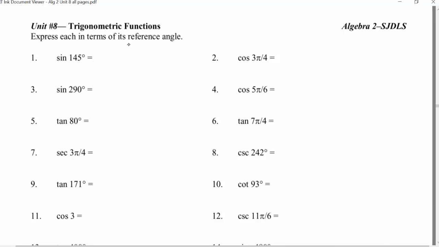So you think of 145 degrees is like right here. The angle left over is 35. So this is the sine of 35.